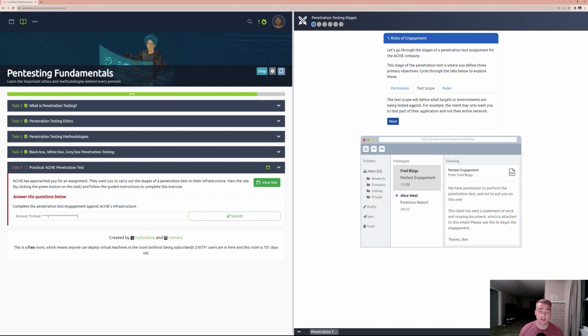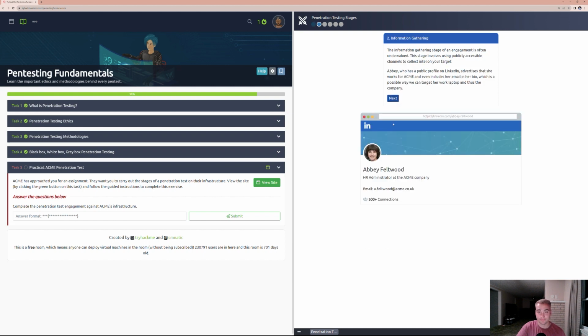Remember what I talked about earlier. This is an extremely important thing to keep in mind. You don't want to go beyond those rules of engagement and the scope that you're given, or you can get into some serious trouble. The rules define the type of behavior that a penetration tester will employ. For example, you may only have access to part of the application and not the entire server that hosts it.